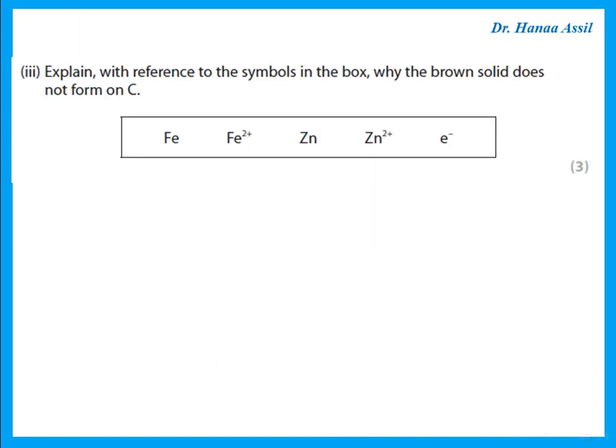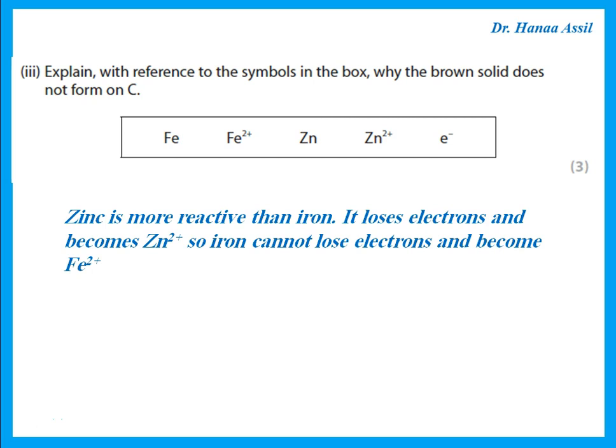Explain with reference to the symbols in the box why the brown solid does not form on C. Now C was the one that is covered with zinc, and we said so long as the iron is in contact with the zinc, even if a piece of it has been removed, so long as it is in contact with the zinc, which is more reactive than iron, it loses electrons and becomes zinc 2 plus. So in that case, this prevents the iron from losing electrons, so the iron cannot become iron 2 plus, and that means it cannot be oxidized, it cannot form rust.